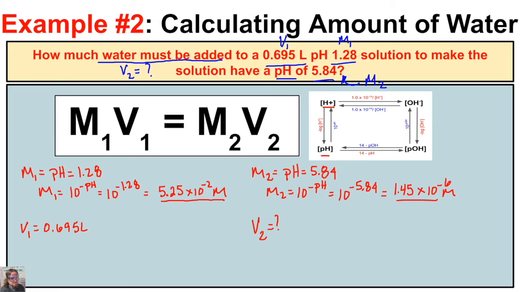So let's go ahead and plug all these numbers into our formula. We know that M1 times V1 equals M2 times V2, and we want to figure out what V2 is. So we're going to divide both sides by M2. M2 is going to cancel, and the formula that we're going to use to solve this problem is V2 equals M1 times V1 all over M2. We'll plug these numbers in now. What is M1? M1 is 5.25 times 10 to the negative 2.